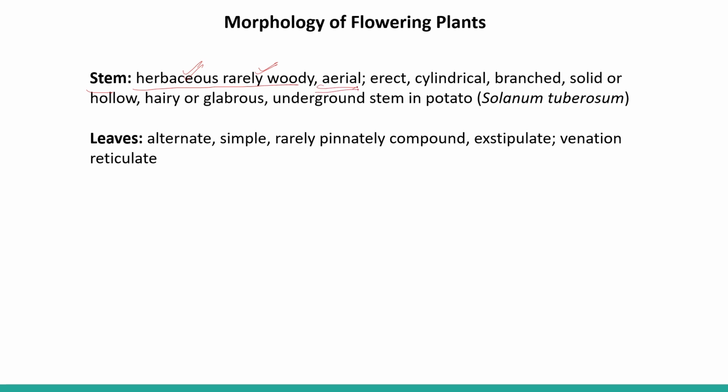Aerial. Aerial means no underground stem is here, but yes, in some plants they do have an underground stem as well as the above ground stem. The above ground stem is herbaceous and the underground stem is in the form of tuber, as we see in the case of potato. Erect. They are generally erect and cylindrical, cylindrical like this.